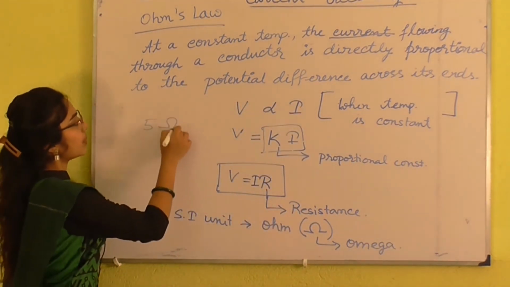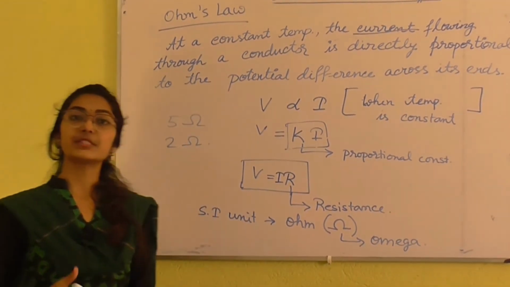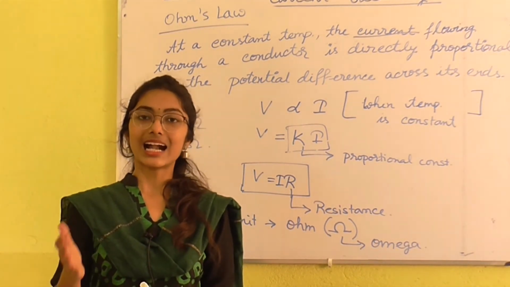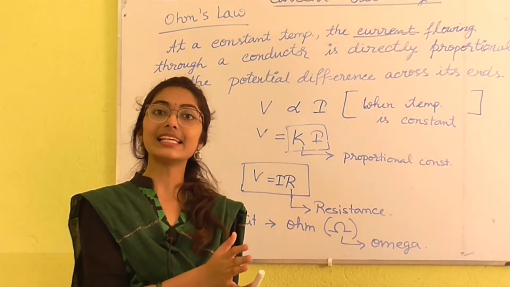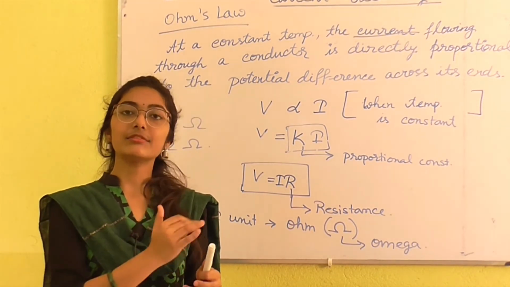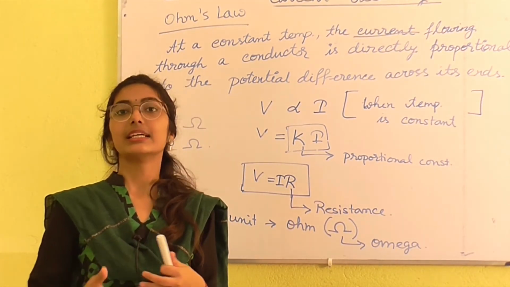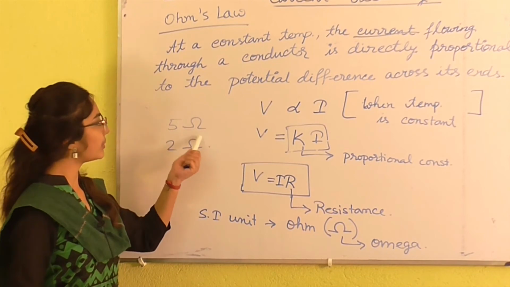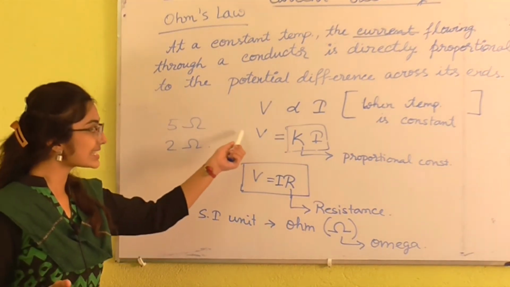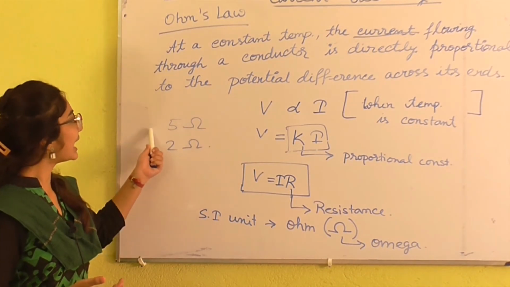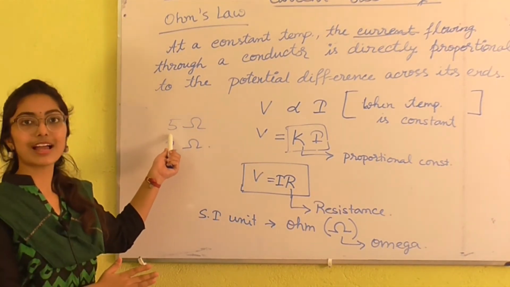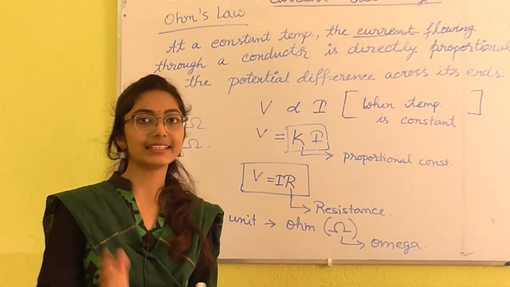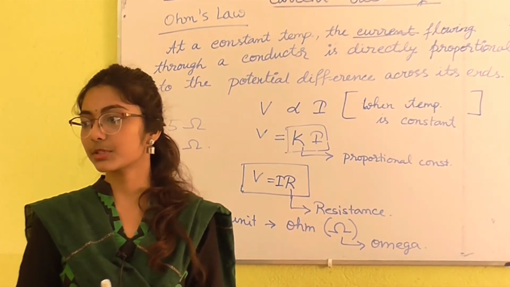Suppose 5 ohm, 2 ohm. When the resistance is more in an electrical circuit, what will happen? The current will decrease because the resistance is more, and if the resistance is less, it will be smooth for the current to pass through the conductor. For the same voltage, when the resistance is 5 ohm, current is less. When the resistance is 2 ohm, current is more in the electrical circuit. So this is all about the concept of resistance.